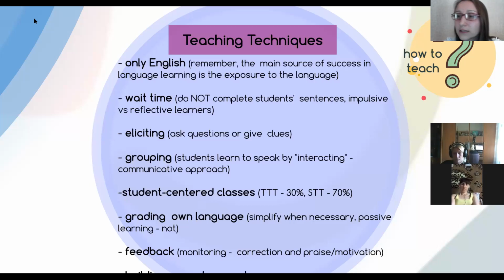Next is waiting time. Wait time, in other words, I would say it's time for preparation. When you ask your students questions in English, they don't always respond immediately, yeah? Because they need to process their thoughts and then give you an answer. So give your students some time for preparation. At least when you ask them some simple questions, it's okay if you give them time. Wait even for 5-10 seconds, give them these 5-10 seconds.